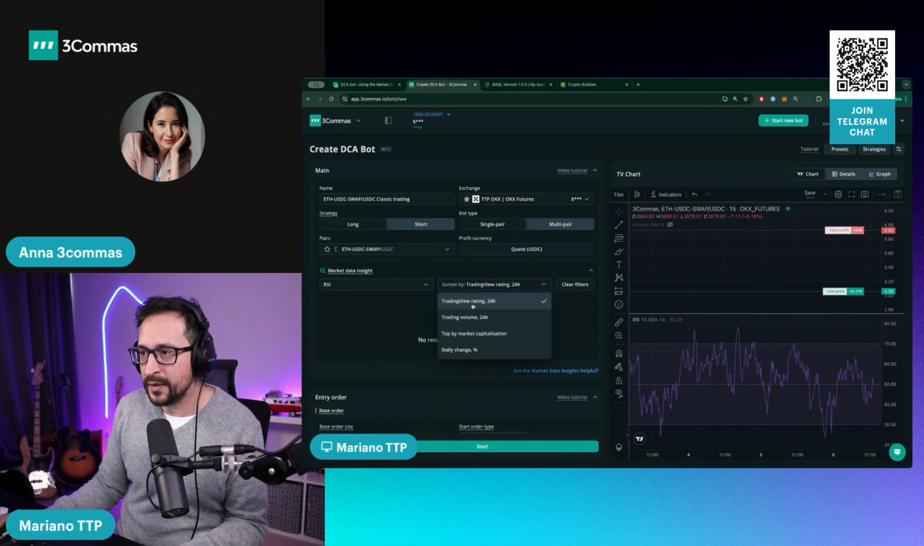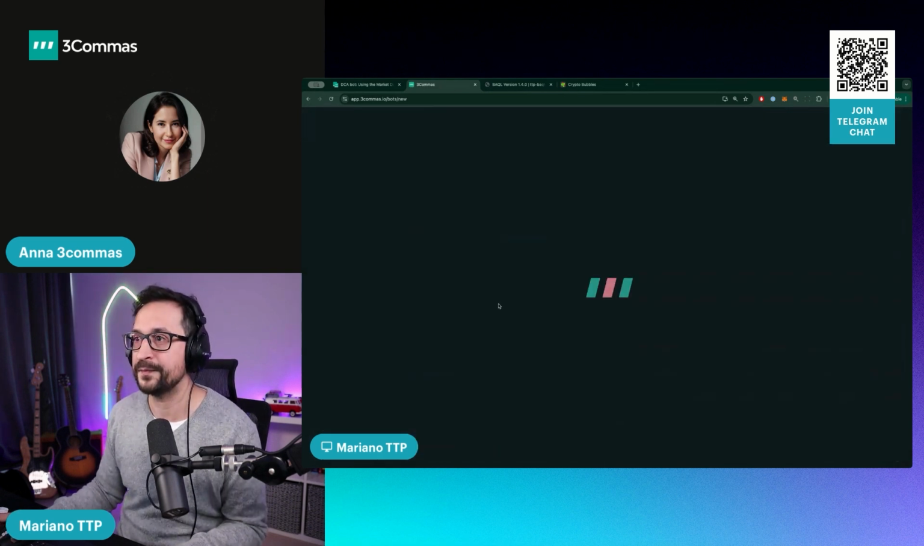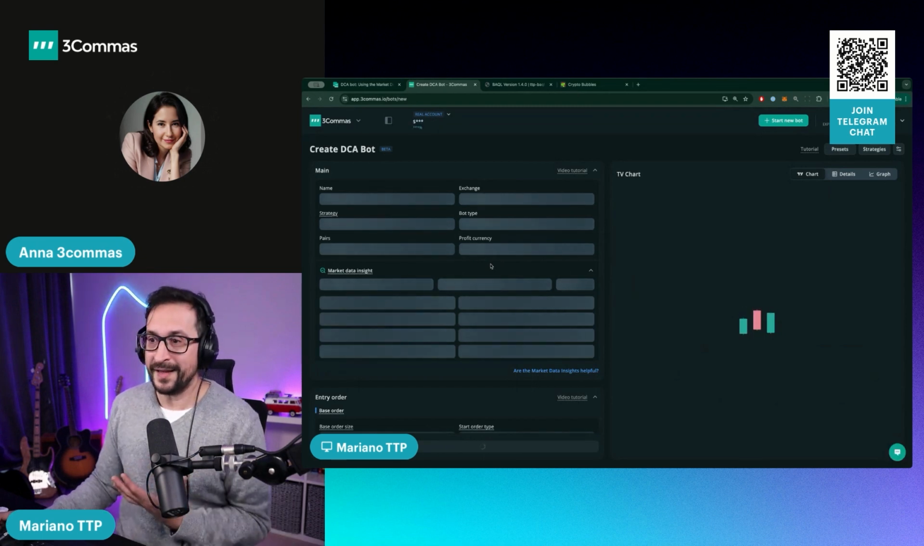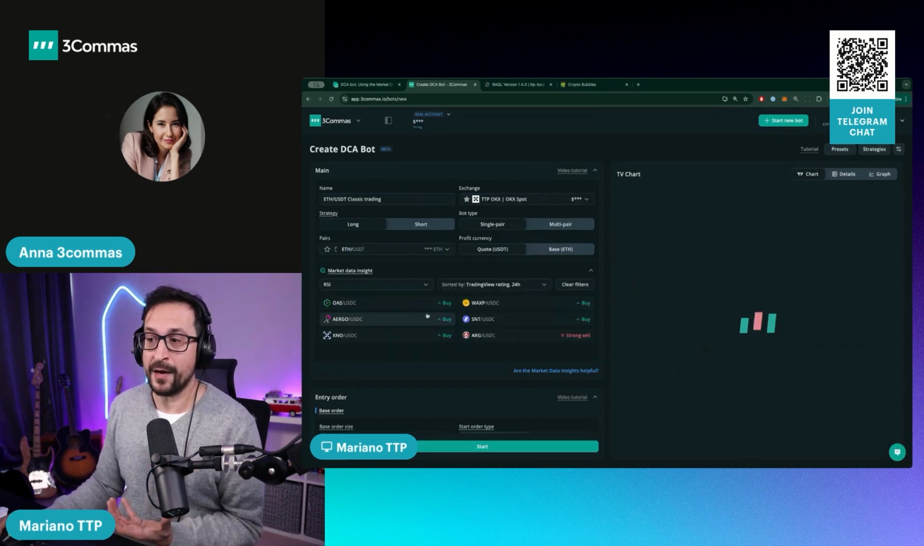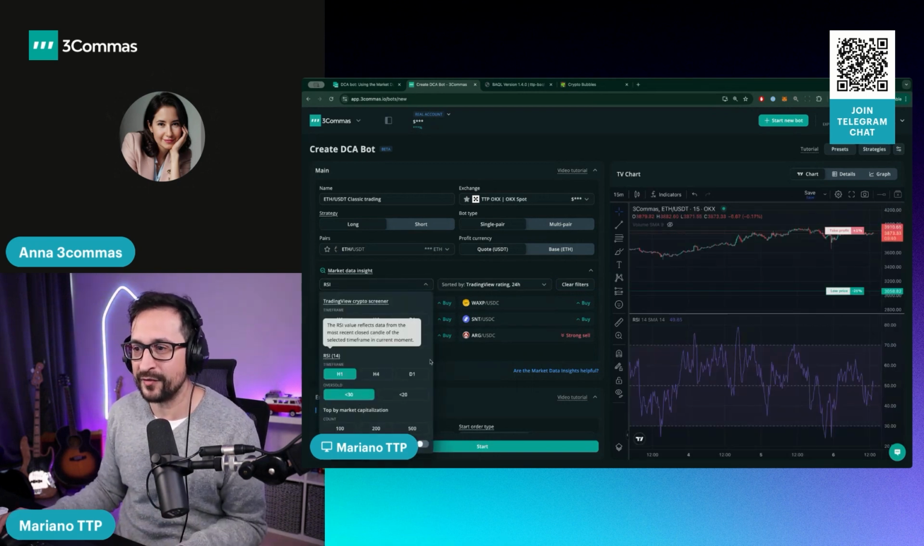And TradingView rating, oh, I don't see any coins coming in. Maybe I need to refresh. Let's do it again. So continue with the answer. Then I narrow down by what I'm actually looking for. Now it's working. Okay, so it seems like I had something selected that I didn't see.